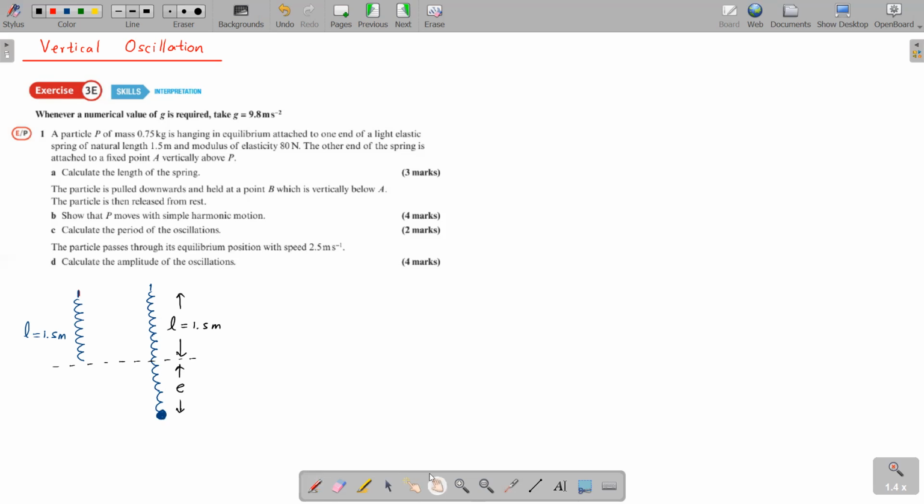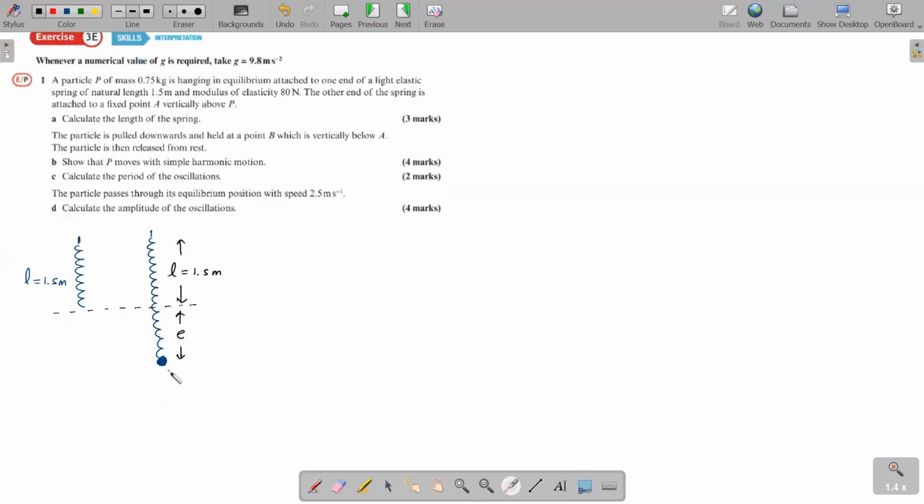Shall we mark all the forces? Now you know this particle is in equilibrium at this point, right? Guys, do you agree? When you attach the particle to the spring, it will extend a little bit down and the particle will be in equilibrium at this particular point. In part A they're asking you to calculate the length of the spring. The length of the spring is this L plus this E, so you have to find the value of E.